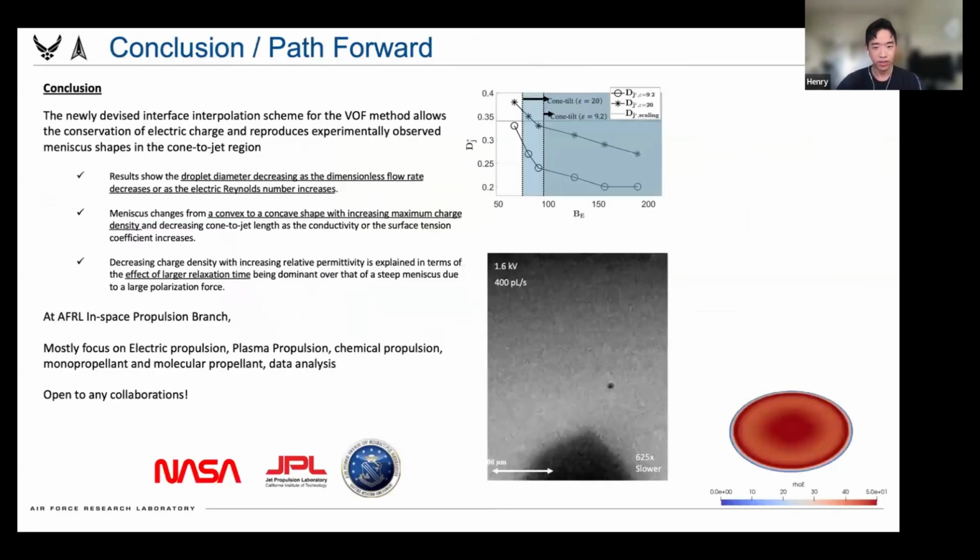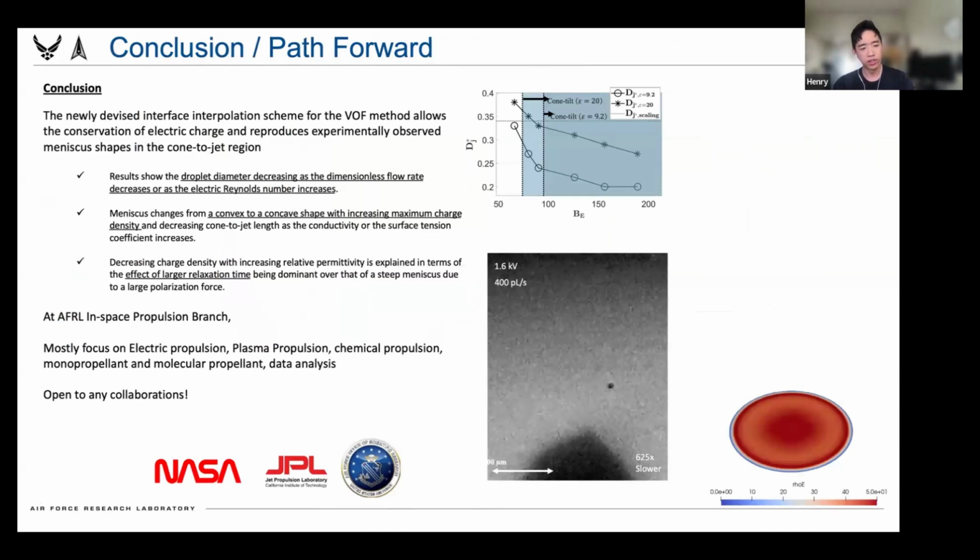I'm sure it's time. So in conclusion, we newly devised an interface interpolation scheme for the volume of fluid method, and we were able to reproduce results from our journal articles and the meniscus in the cone to jet region.